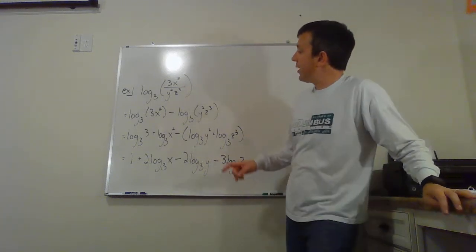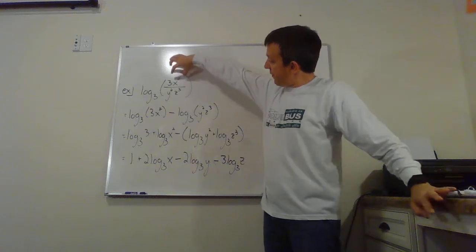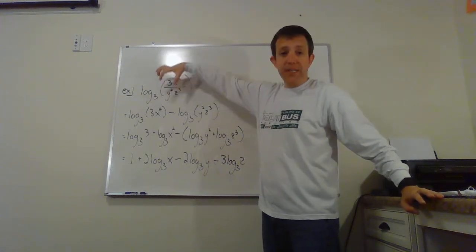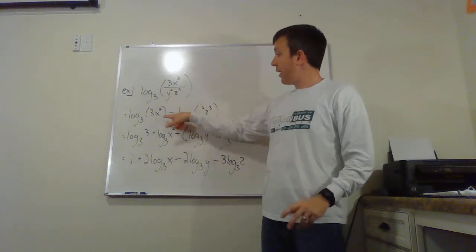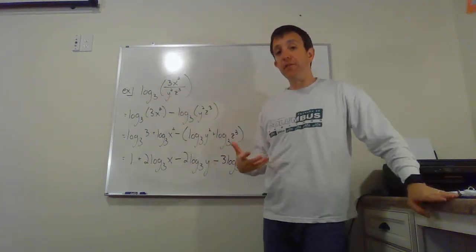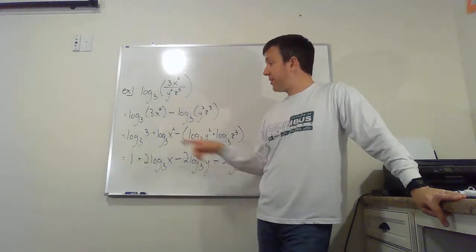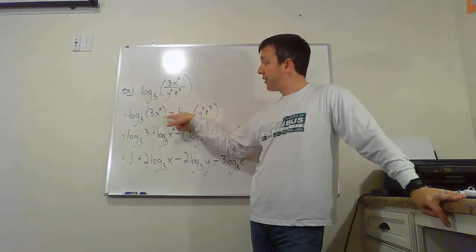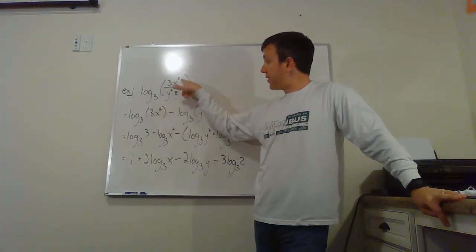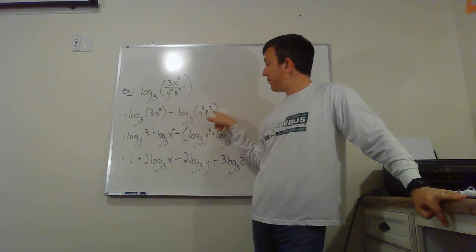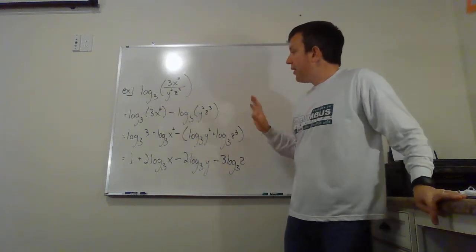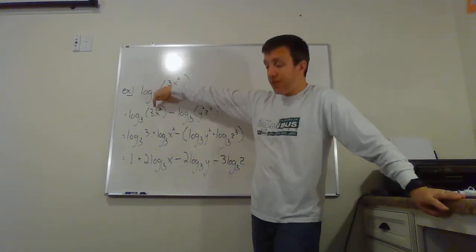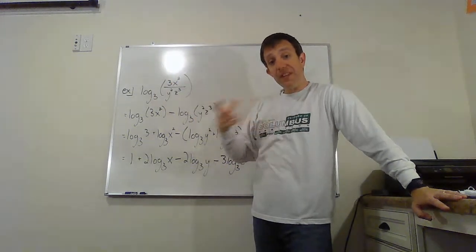So here we go. The first thing I dealt with is the fact that I have a piece on the top and a piece on the bottom, so this is a division problem on the inside. So I know that when I have division inside of a logarithm, the quotient property says I can split that up with subtraction. So I have a log base 3 of the top, 3x squared, minus log base 3 of the bottom, y squared z cubed. So then I can take my multiplication that's on the inside and split that apart.